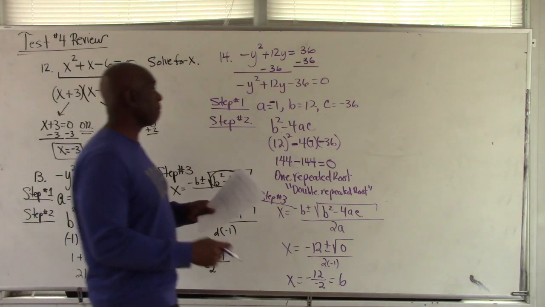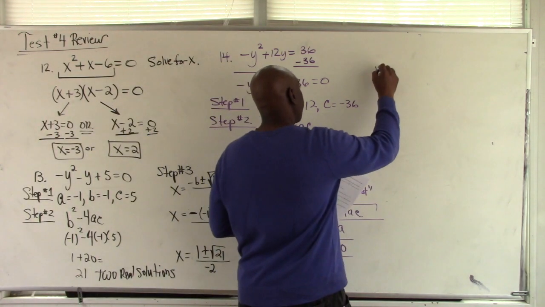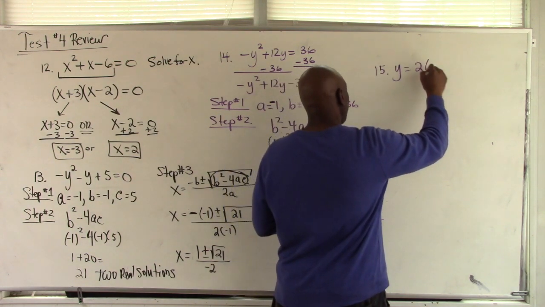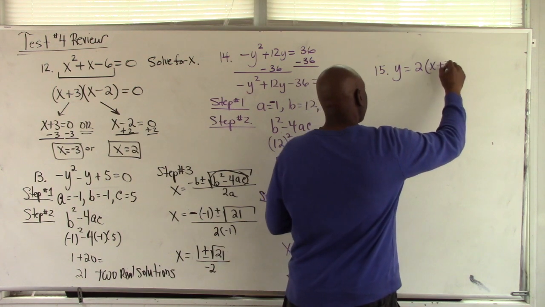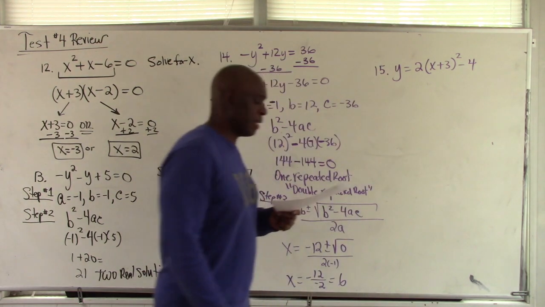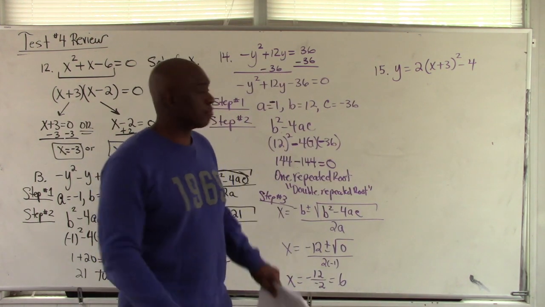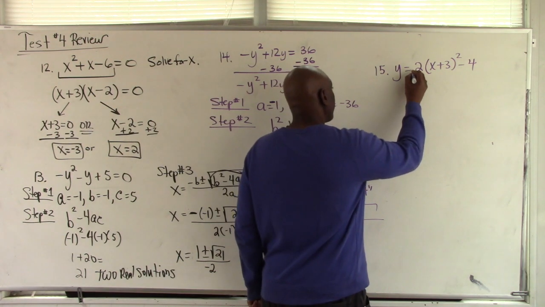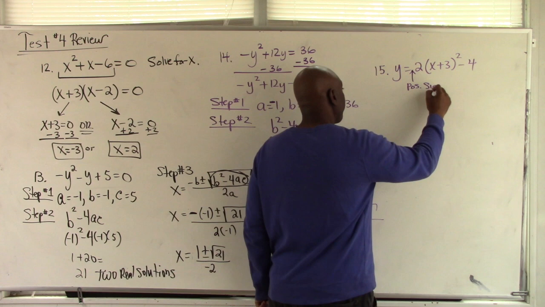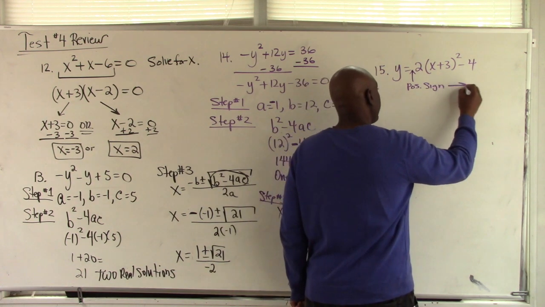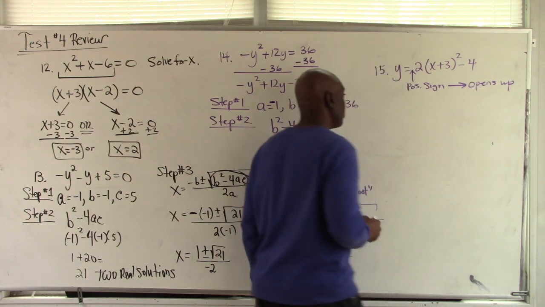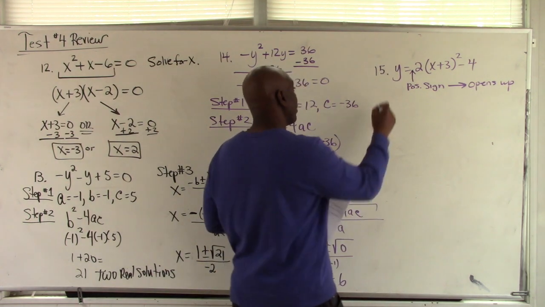All right, 15. We have y equals 2 times x plus 3 quantity squared minus 4. Step 1, does it open up? Does it open down? Well, the sign right here is positive. Positive sign. So a positive sign means that it opens upward. Opens up. All right, that's step 1.